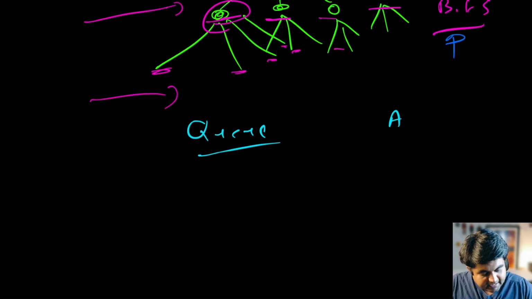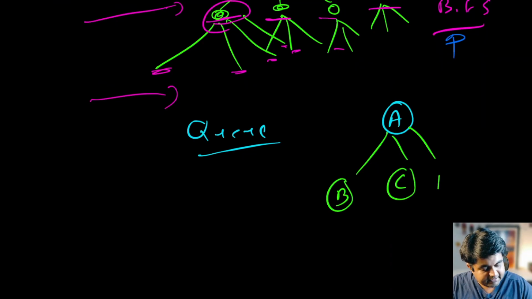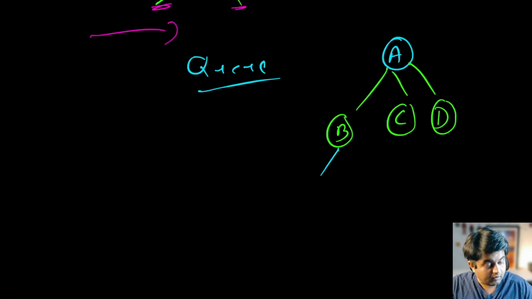Let's say that currently I have one possibility, A. Now for this A, we are going to have three different neighbors: B, C, and D. And let's say that for this B, I'm going to have many different neighbors, like X, Y, and Z.